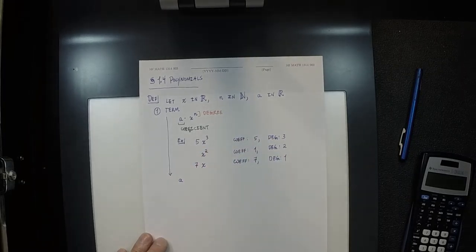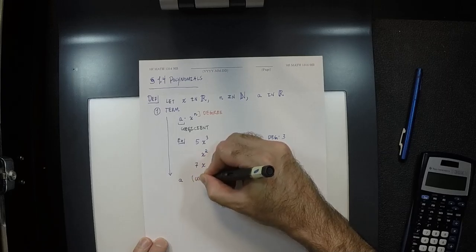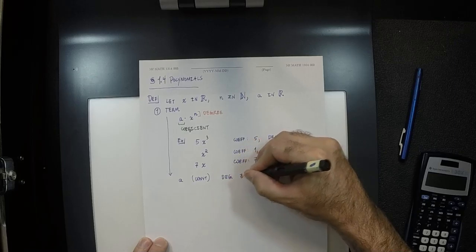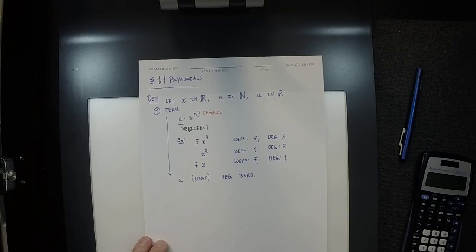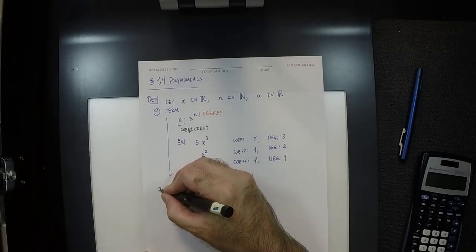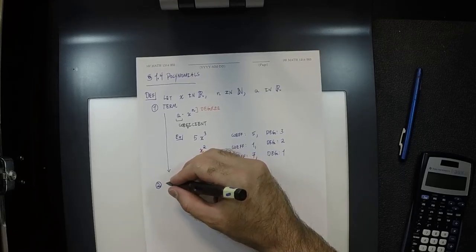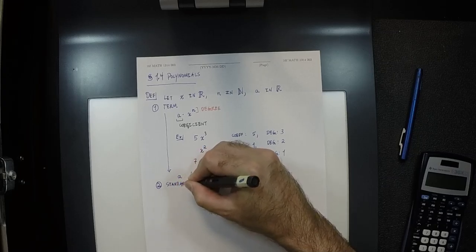Now, as one minor addendum to this, when you have a just by itself, that is to say, just a constant, then this is degree 0. So for example, the number 12 is a term of degree 0. Okay.